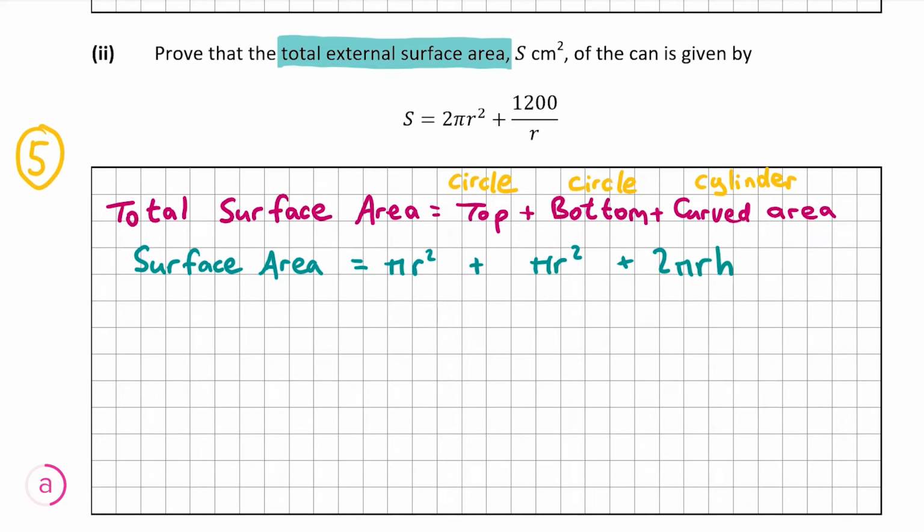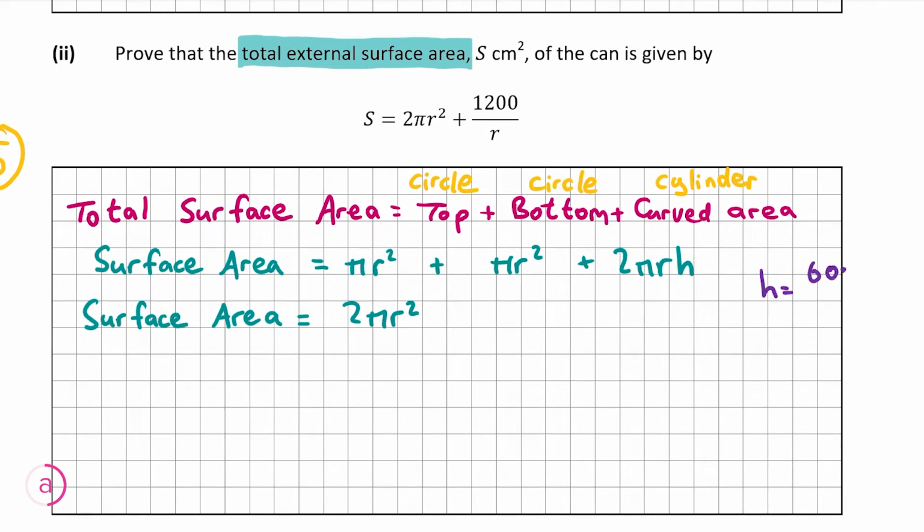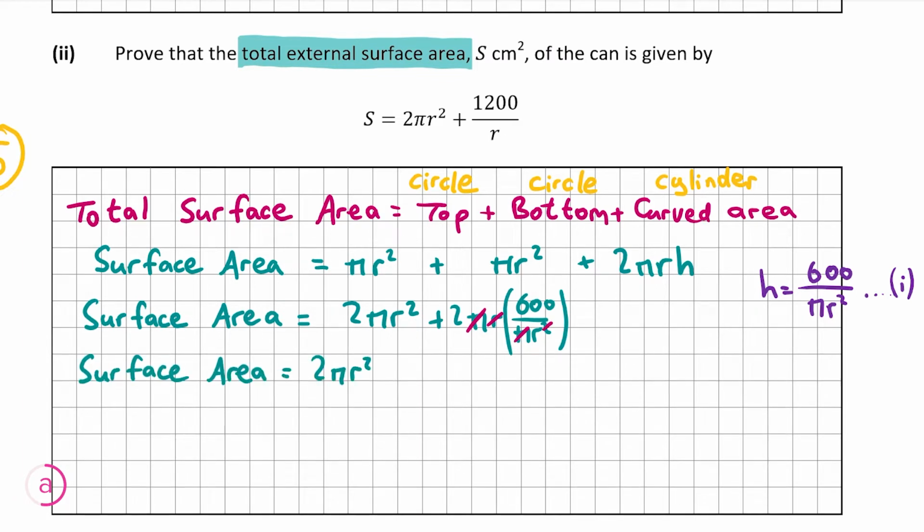And now we can rewrite this. So the surface area is going to be equal to 2 pi r squared. And remember, in A part 1, we worked out that h is equal to 600 over pi r squared. So that means we can put in 600 over pi r squared for h. That's going to give us plus 2 pi r times by 600 over pi r squared. Now here, the pi will cancel with the pi, and the r here will cancel with one of the r's, so we're going to be left then with the surface area is equal to 2 pi r squared plus 2 times 600 over r, which means that the surface area s is equal to 2 pi r squared plus 1200 over r.